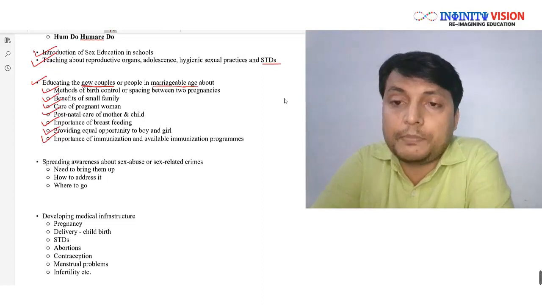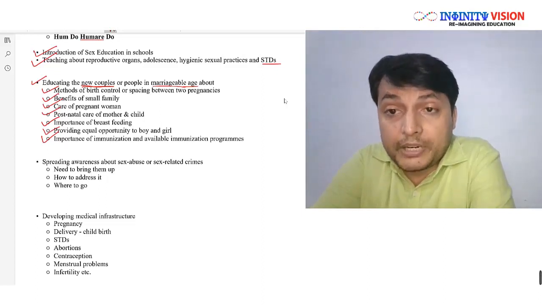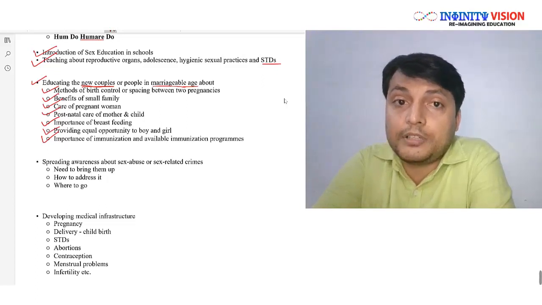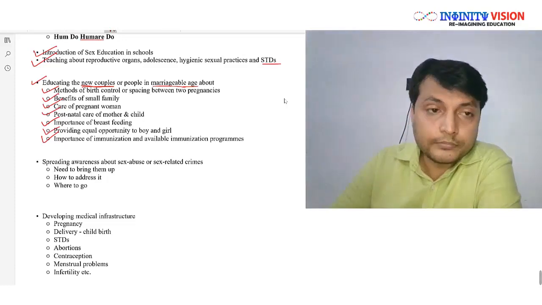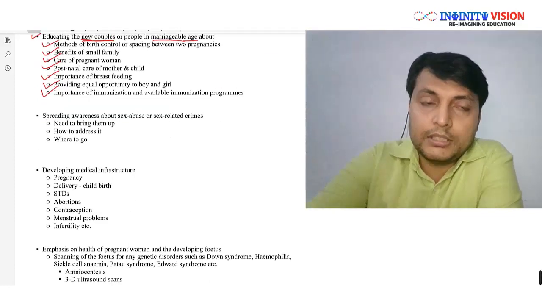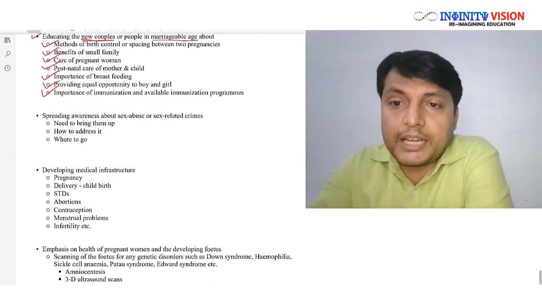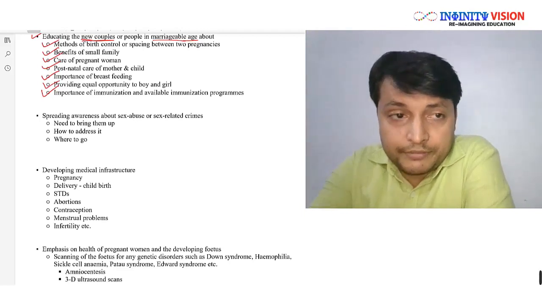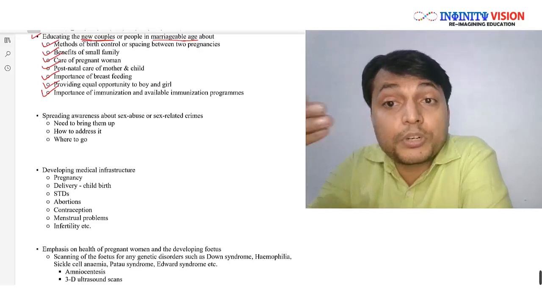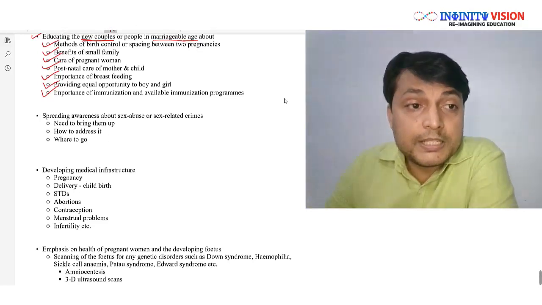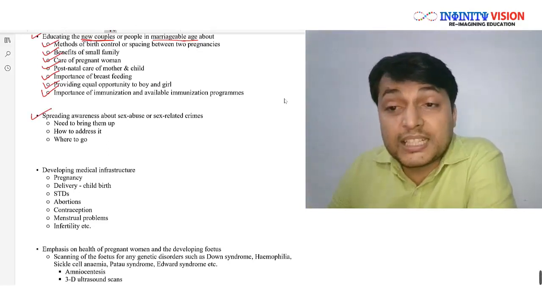ठीक है, हम लोग बाद में देखेंगे कि Indian government invests a lot of money and India have a massive immunization program. Okay, great. Now, not only this, ये जो RCH programs है इसमें ना ही हमने लोगों को इस तरह से अवेयर किया, बल्कि हमने एक और चीज की, and that is more critical. This is spreading awareness about sex abuse or sex related crimes.